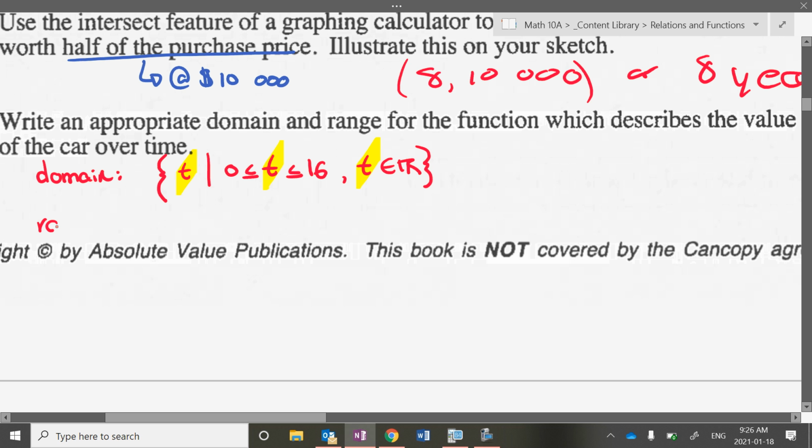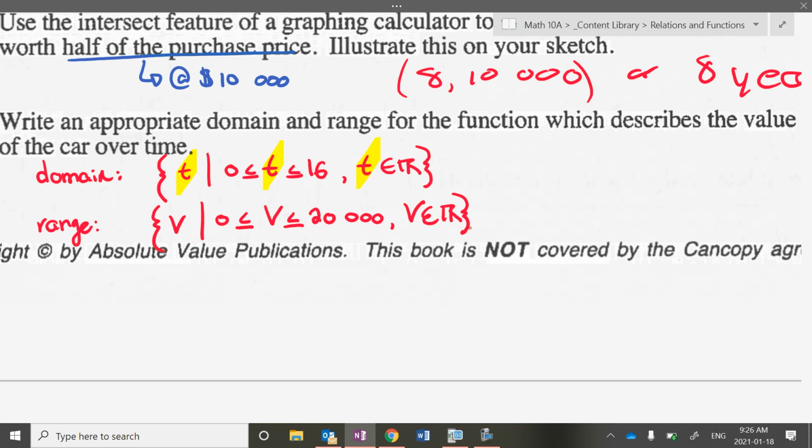My range are my V values between 0 and 20,000, and then an element of the reals. If you use X for your domain, you should probably use Y for your range just to be consistent. So if you use V, you should use T, right? Kind of make them match up so that way you're consistent there.